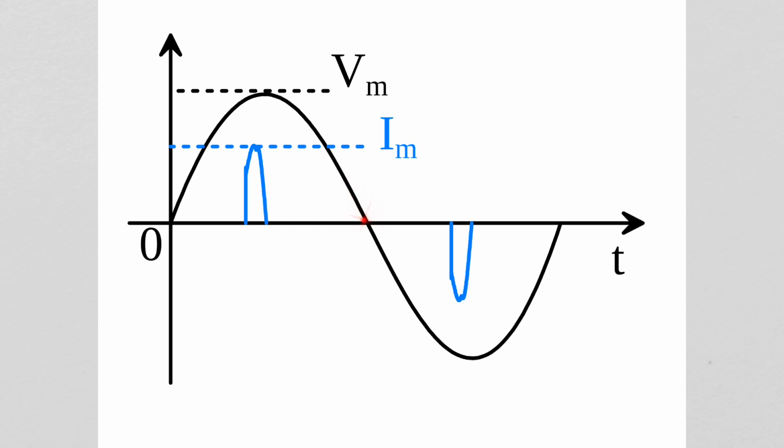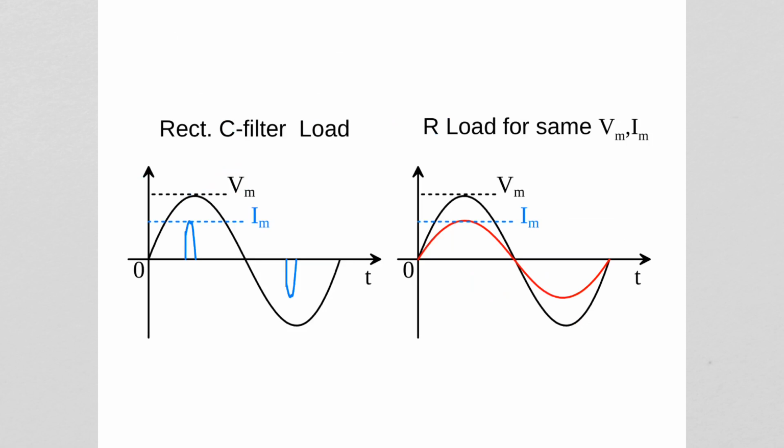Now if you want to compare it with a pure resistor, a pure resistor will be having the same wave shape as the voltage, and you should adjust the resistor value such that the peak of that current should be same as this Im, like this. So we have two sets. One is the unknown rectifier capacitor filter load. The other one is the benchmarking pure R load. Voltage wave shape Vm, same for both.